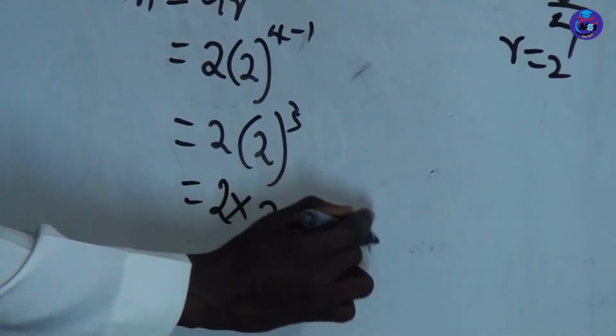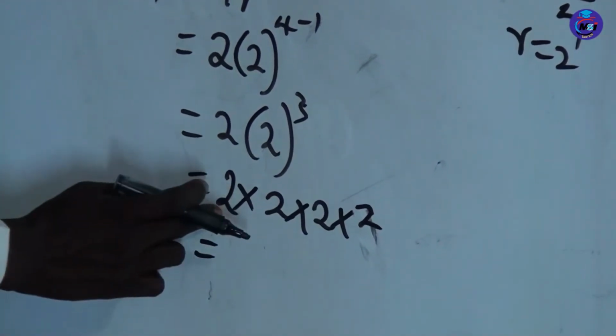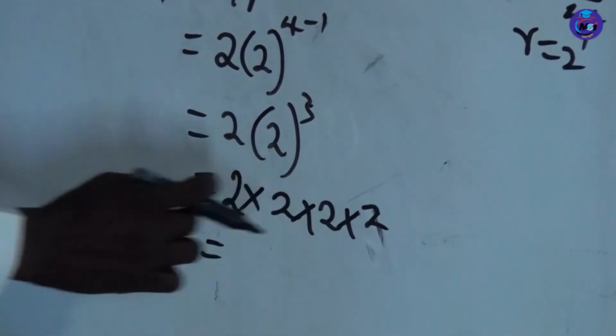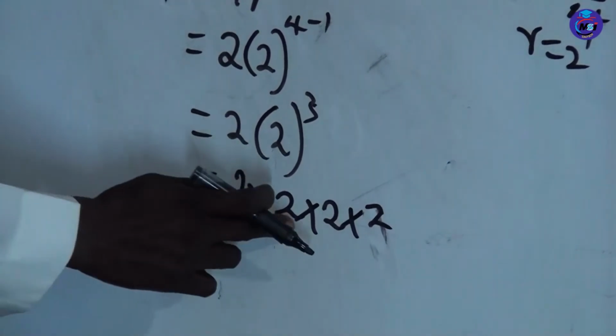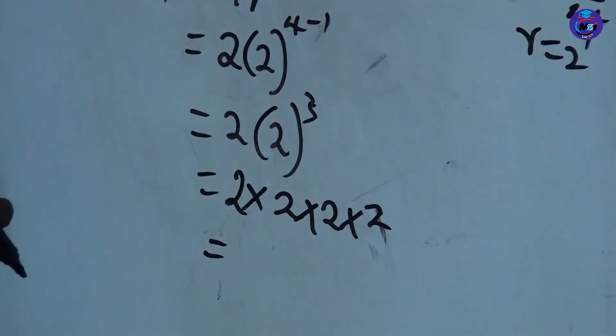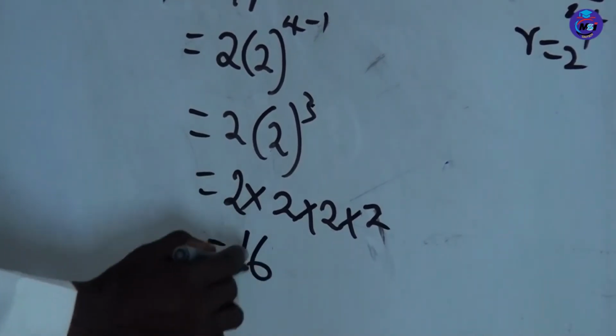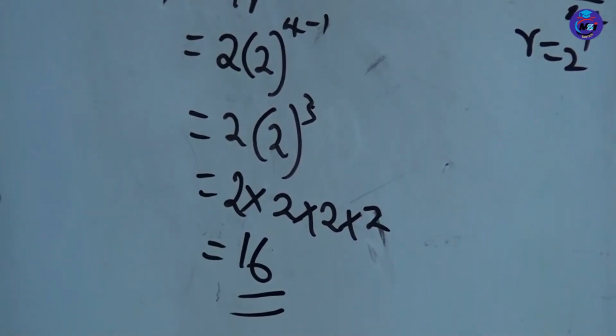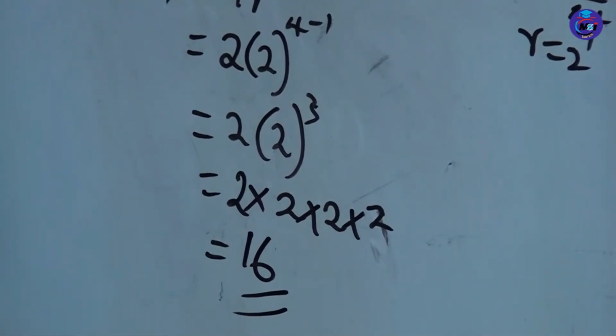Sorry, 2. So this will give us 2 times 2, 4. 4 times 2, 8. 8 times 2, 16. Okay? So this will be our answer.